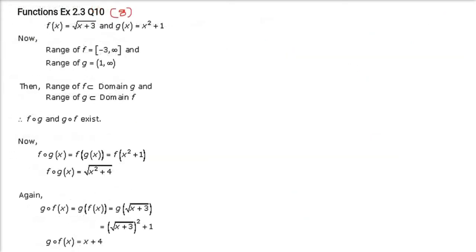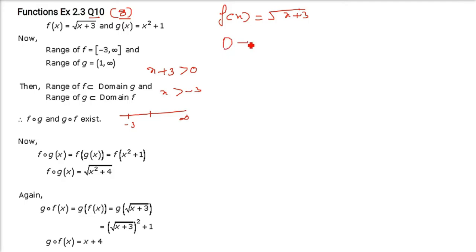Question number 10, which is question number 8 in certain edition. So f(x) is under root x plus 3. Whenever we have under root of x something, the expression inside should always be taken as positive. So x plus 3 has to be greater than 0, so x should be greater than minus 3. If I take the number line, the domain is negative 3 to infinity.